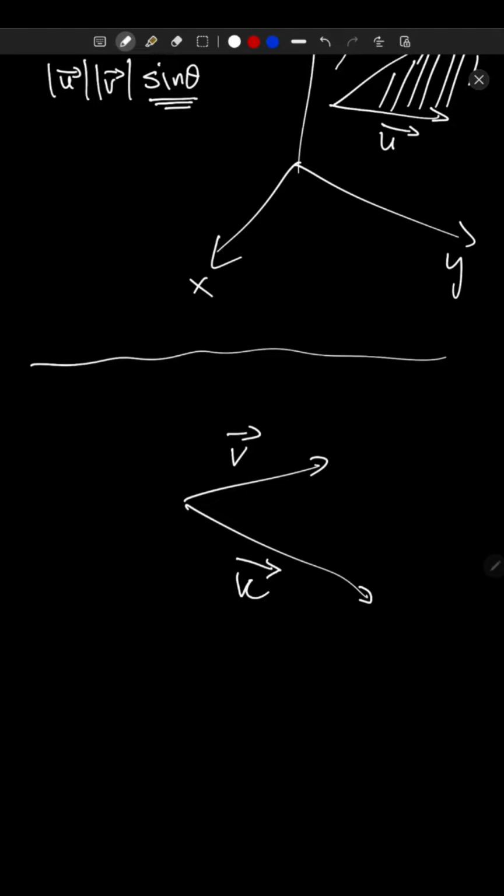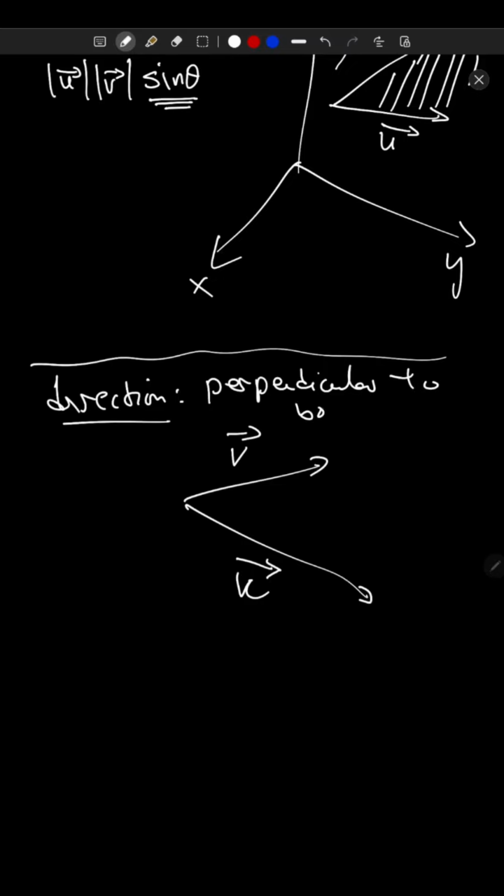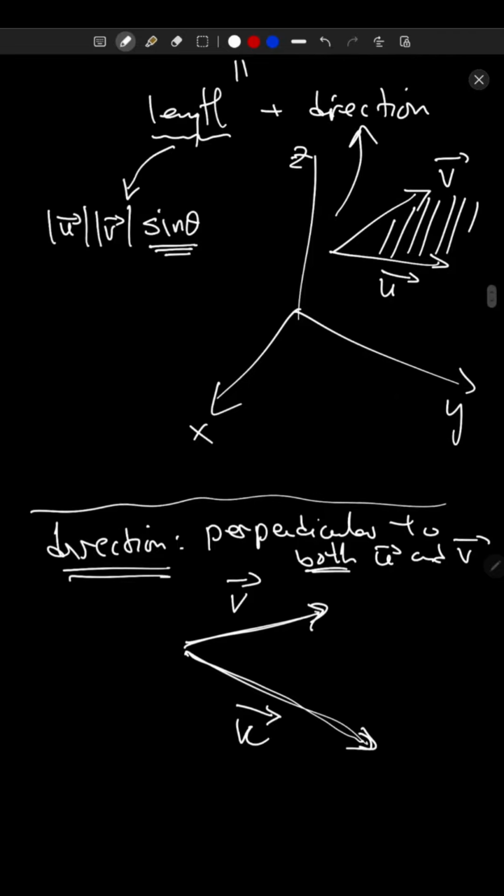Okay, so what you're supposed to do to figure out the direction is, well, first of all, one of the most important features is that it's perpendicular to both U and V. So the direction is going to be a vector that's perpendicular to both U and to V. All right, now the issue is actually that there's two vectors perpendicular to both U and V, right?